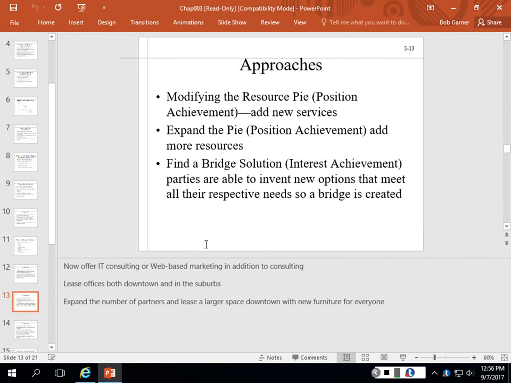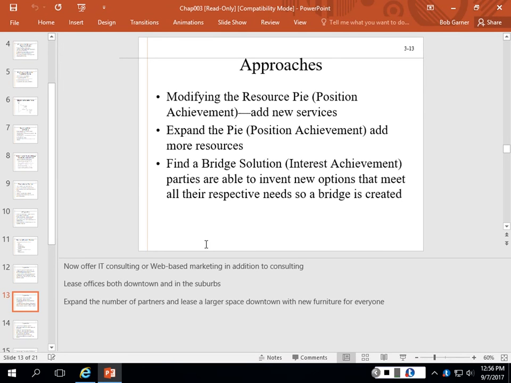Modifying the resource pie, add new services, okay? So your vendor, they're happy with you and everything, but now you go, well, how about instead of you having to come pick it up, we'll deliver. That would be adding a new service. So that's modifying the resource pie. Expand the pie, add more resources. Now instead of just doing one item, we're going to do your copy paper, your ink, toner, and all your office supplies. Okay, we're going to add.